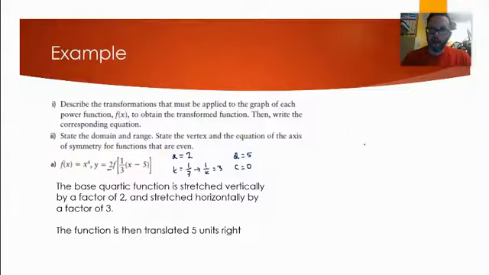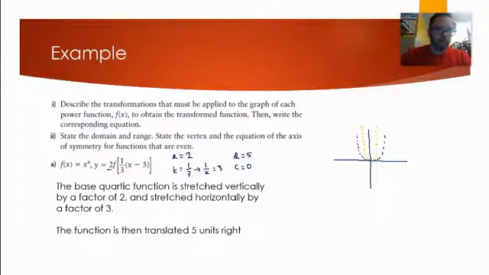Off to the side here, this question did not ask for a sketch, but I'm going to do a rough sketch. I'm just going to draw a dashed line. We have our basic quartic function. I might switch to a different color here. And then it's stretched vertically by a factor of 2. Oh, orange is a bad choice. It's hard to keep track. Okay, so it's stretched vertically by a factor of 2. So the graph looks something like that now.